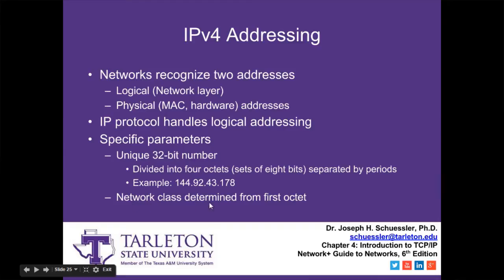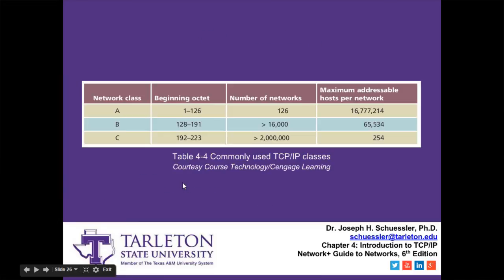The network class is determined from the first octet. In other words, this octet right here will tell you which class it's actually associated with. So if that first octet is 1 through 126, that means we can have 126 different networks. On each network, we can have 16,700,000 different hosts on that one network. And this is a Class A network. So when you see anything between a 1 and 126 for that very first octet, that tells you you're operating as a Class A network.